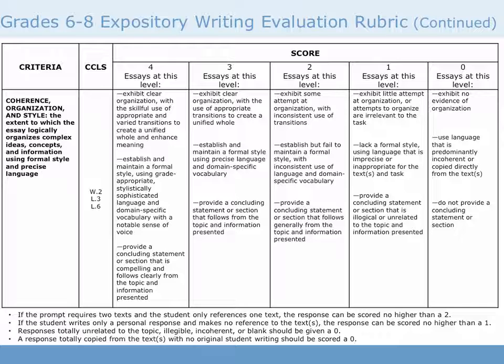At a level 2, students provide a concluding statement or section that follows generally from the topic and information presented. At a 1, students provide a concluding statement or section that's illogical or unrelated to the topic and information presented. Level 0, students do not provide a concluding statement or section.